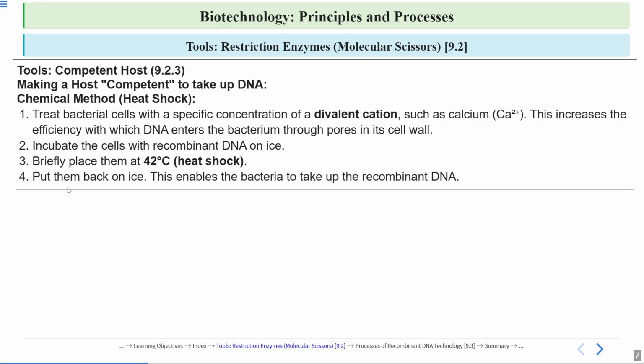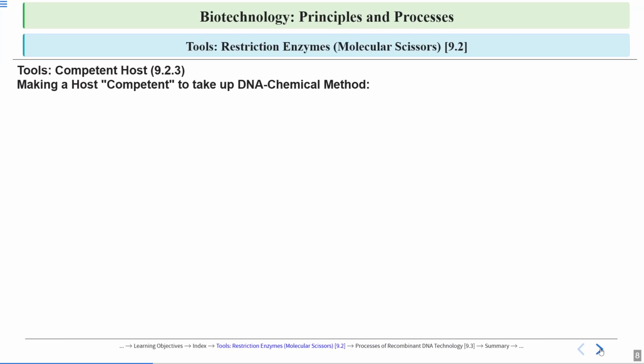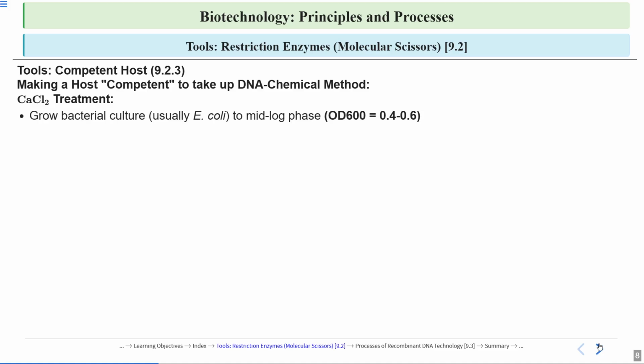And then they put them back on ice. This enables the bacteria to take up the recombinant DNA. So this is very superficial, how they do it. We are going to talk about each and every step in the next slide. As I told you, this is also called calcium chloride treatment. So now what do they do?